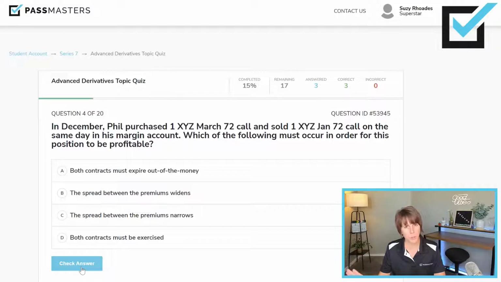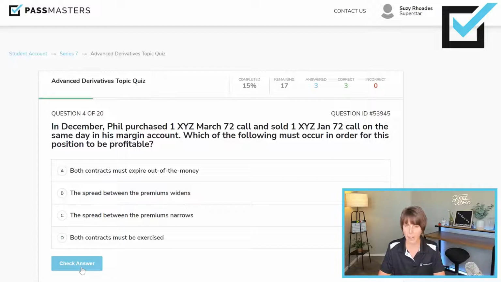Well, March is further away than January in a calendar, so you have to assume that he paid a higher premium than he received when he sold the call, simply because of time value. So if he's out more than he's in, he has a debit spread. When you have a debit spread, you want the difference between the premiums, the spread, to widen, and the options to exercise. So the question says, which of the following must occur in order for this position to be profitable?